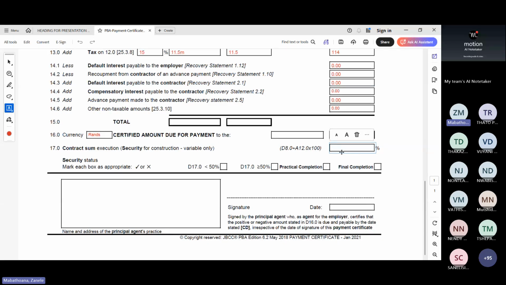So for instance, we need to reduce the security, whatever. At this point, we're not doing anything. And here you will show if we are at 50%. So if the amount that we're certifying is less than 50%, or greater or equal to 50%, if we're at practical completion, if we're at final completion, that helps in showing what we are adjusting. Then the principal agent will put their details here, name and address. Usually they put their stamp and then they sign and date.